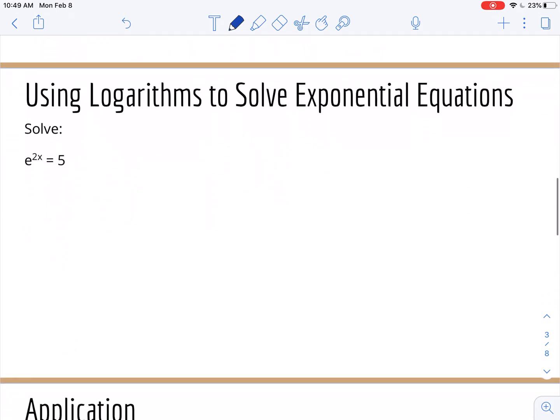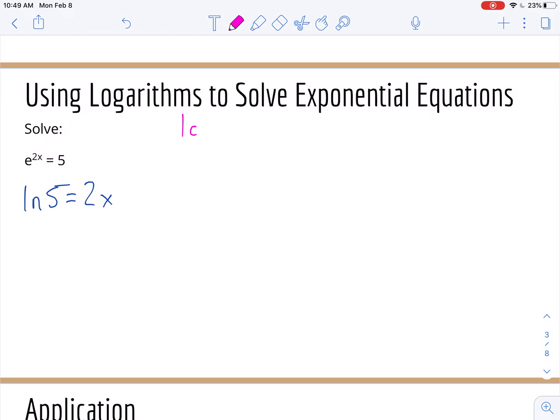All right, now using logarithms to solve exponential equations. Now, we've worked frontwards where I've taken a logarithm and turned it into an exponential. Now we're going to work backwards. I'm going to take an exponential and turn it into a logarithm. So when I look at this, I'm going to say that the natural logarithm of 5 is equal to 2x. Now, how did I get there? You might be a little confused.